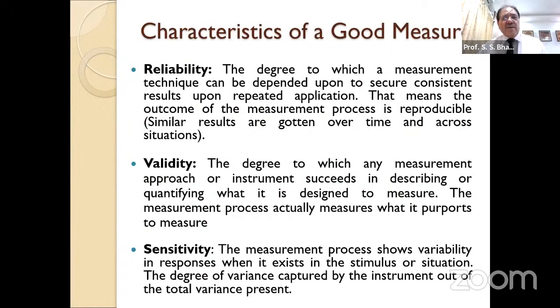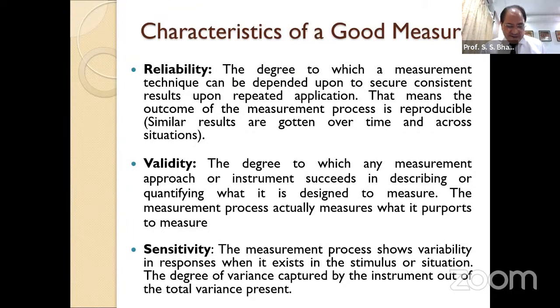You can look at this. Reliability is the degree to which a measurement technique can be depended upon to secure consistent results upon repeated applications. That means the outcome of the measurement process is reproducible. Similar results are gotten over time and across situations, right? So that is reliability. And as I said, in a multi-item scale, each item should also measure the same variable, and therefore there should be internal consistency between the different items of the scale. Then we can consider it as reliable.